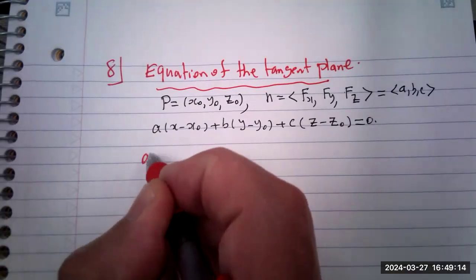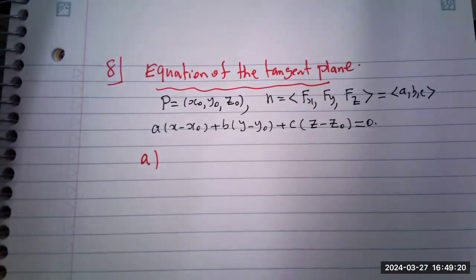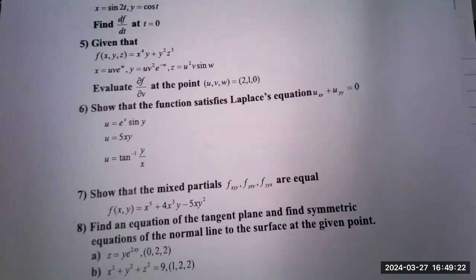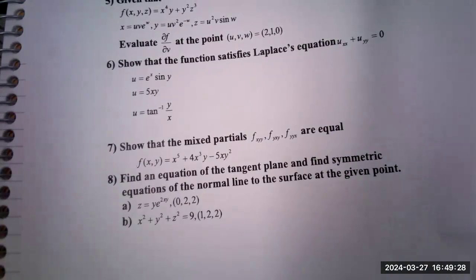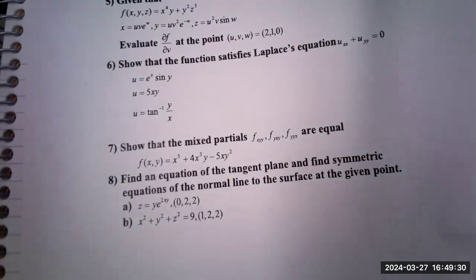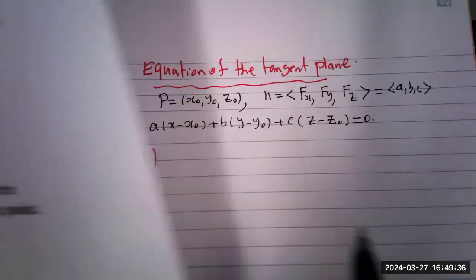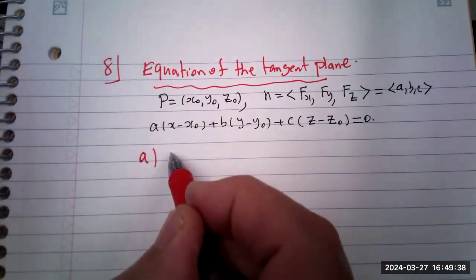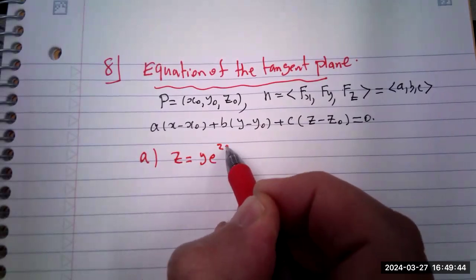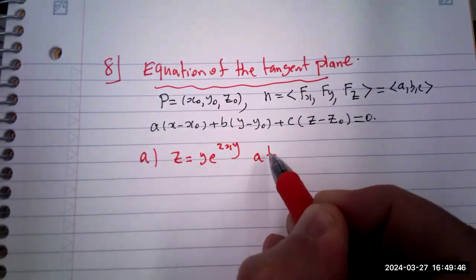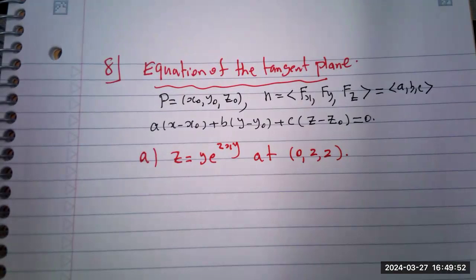So the first part, basically, you want to find the equation of a tangent plane, number 8, and find the symmetric equation of the normal line to the surface at the given point. The first part: z equals y e to the 2xy at the point 0, 2, 2. Get this function.